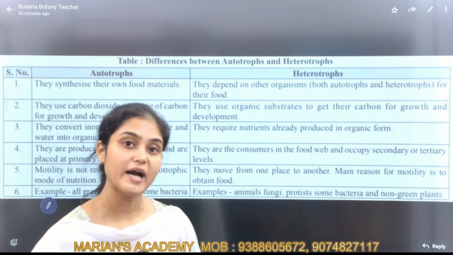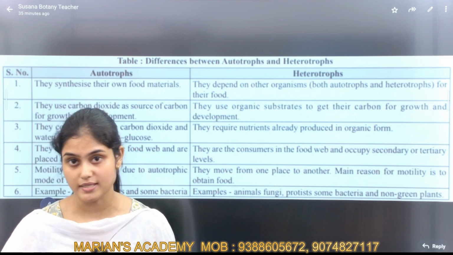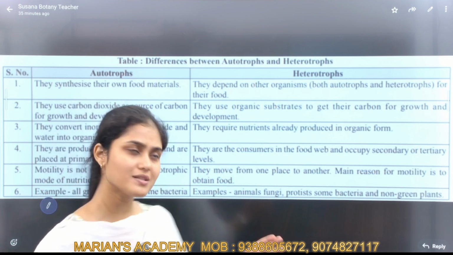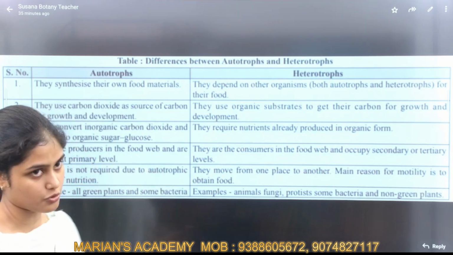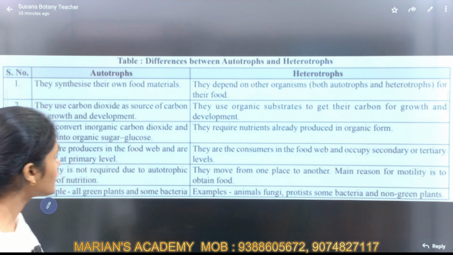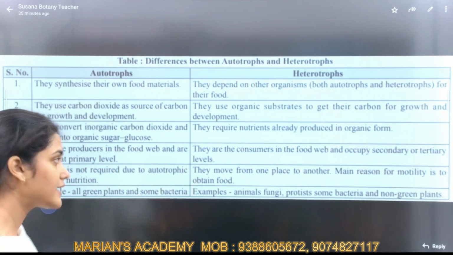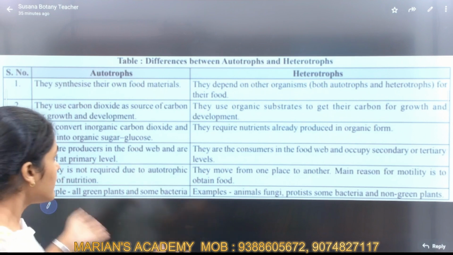You have this question, and we have seen it many times in board exams, right? They repeat these questions. What is the difference between autotrophs and heterotrophs? How do you answer this? It's a descriptive kind of question, so you have to present your answer like this. Just take a screenshot if you need, it will be good.